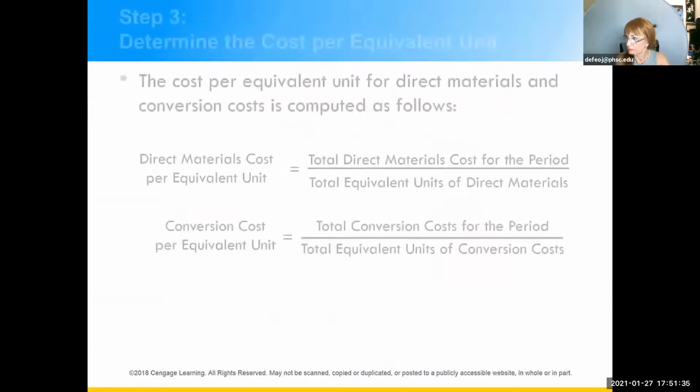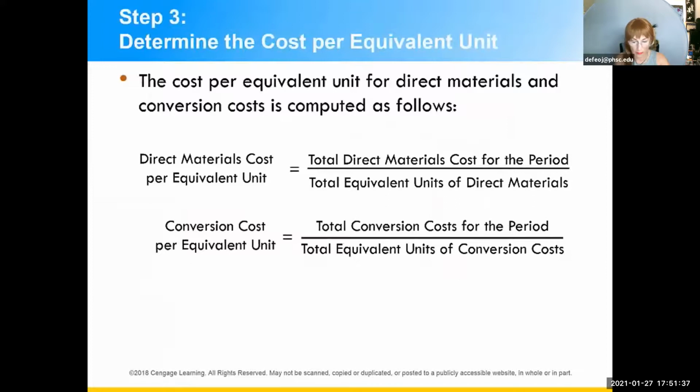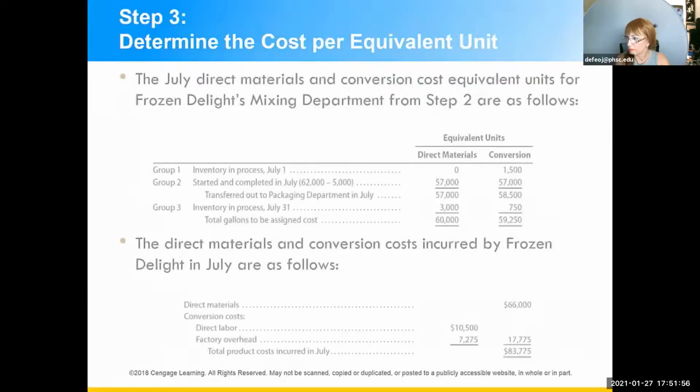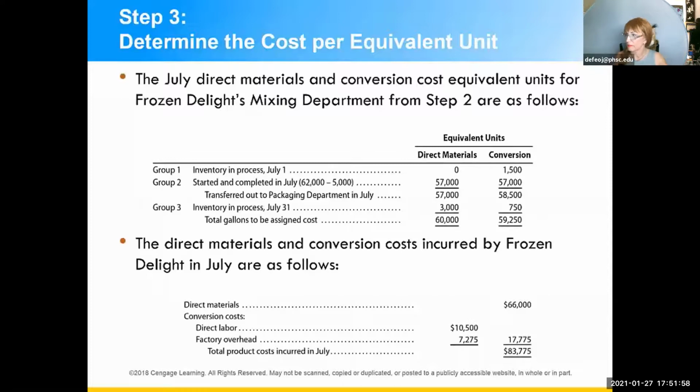The next step in preparing the cost of production report is to compute the cost per equivalent unit for direct materials and conversion costs. This is necessary in order to complete the final step in the process, which is allocating costs between the units transferred out and the partially completed units. Here is a summary of the equivalent units for direct materials and conversion costs for July, along with the costs incurred in the mixing department during July.